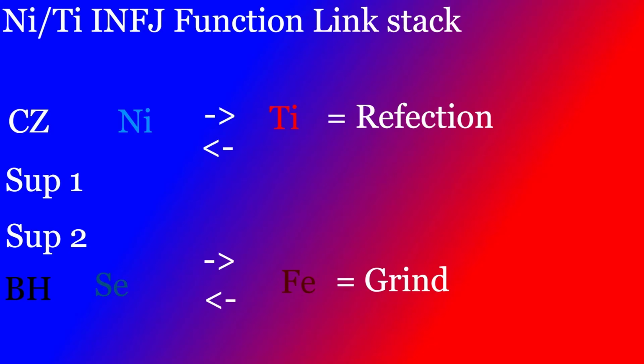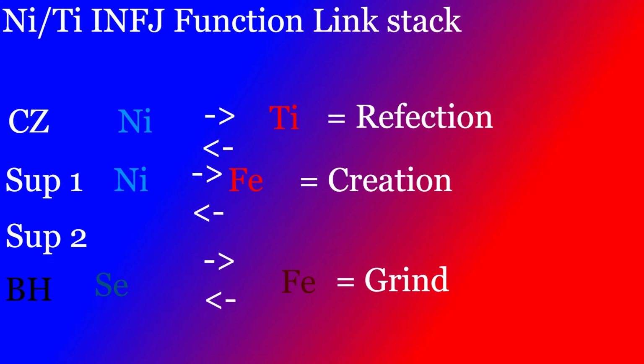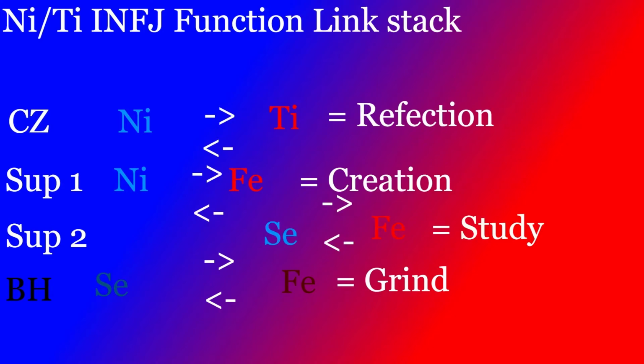Well, it would have creation and study, essentially, and you can flip them over if you want to, because they're supporting ones. It can be reflection, it can be creation, it can be study, and it can be grind, in the same way that it can be reflection, study. I've genuinely just forgotten what the one was. Creation and grind. It can be the same thing. So that is what the function links are.